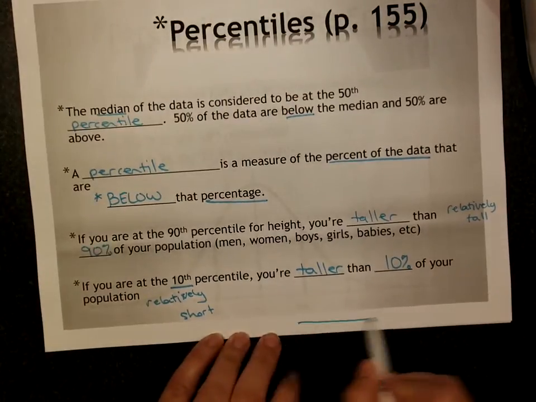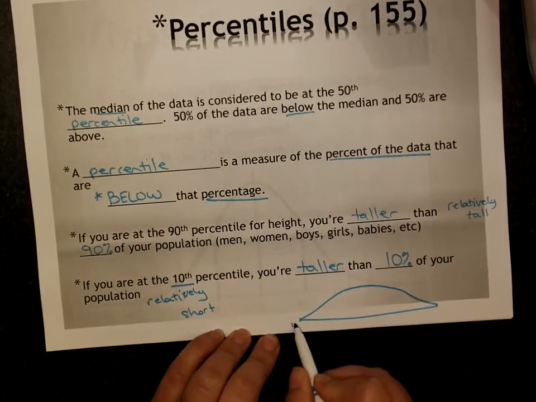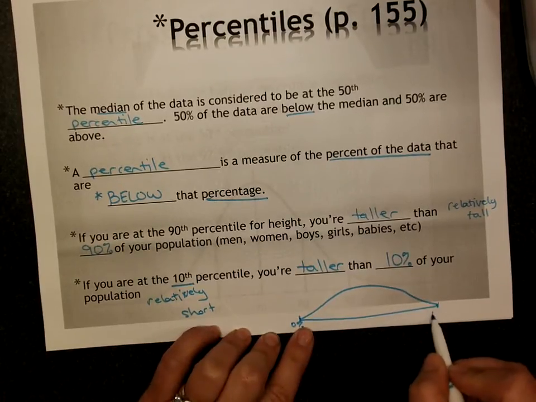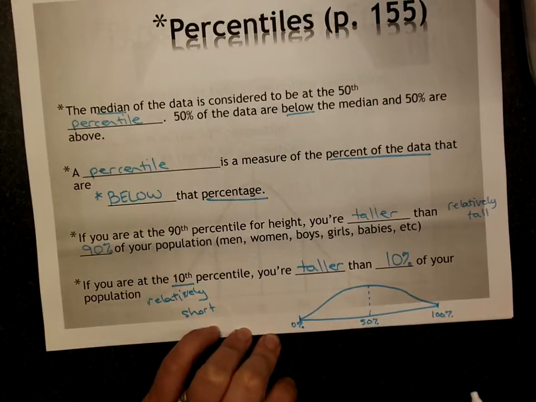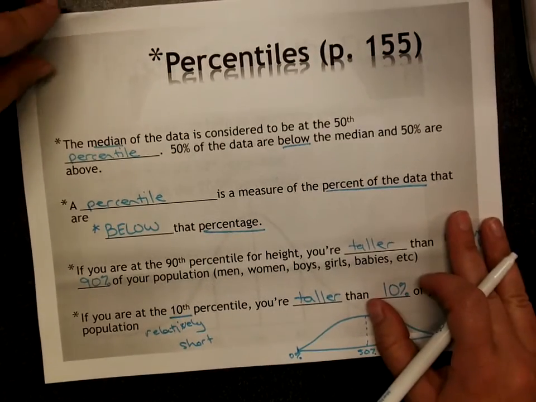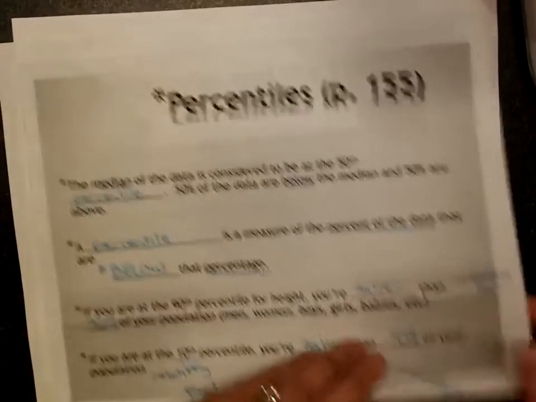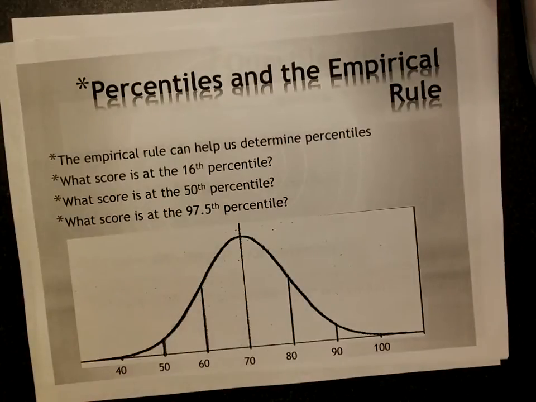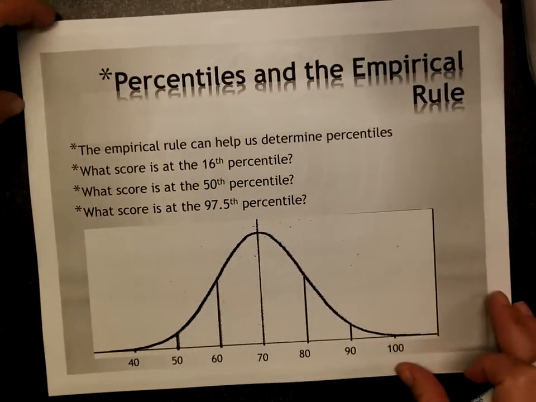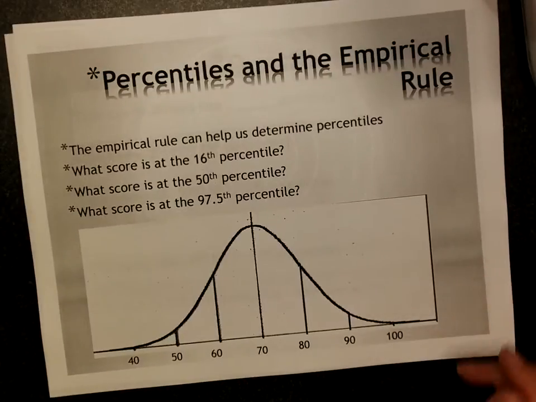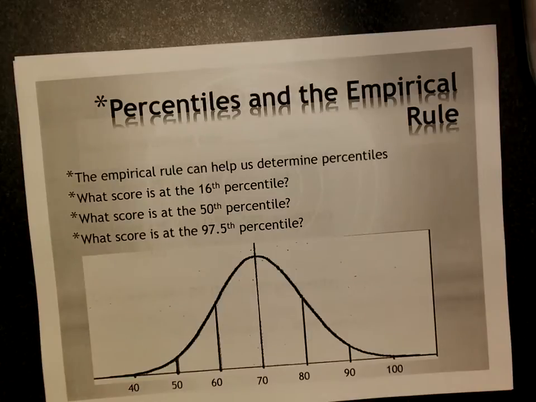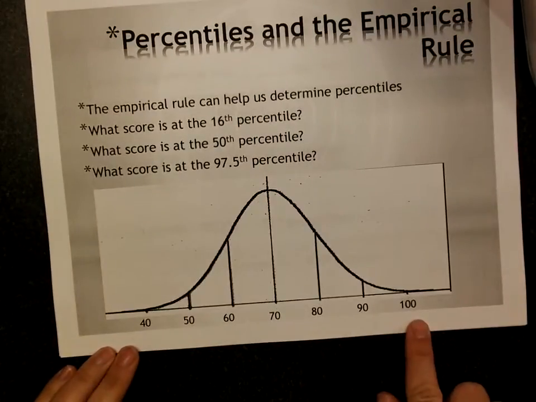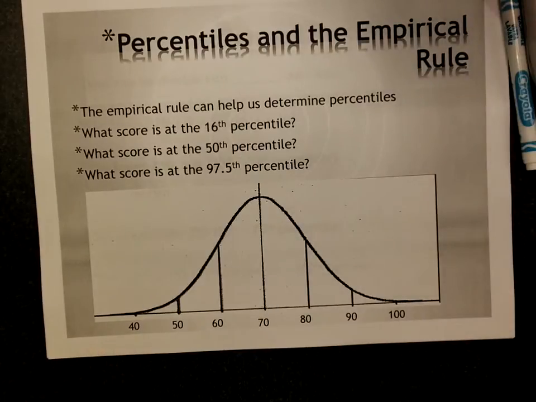So on a curve, 0% would be at the bottom, 100% would be at the top, 50% is right in the middle. We'll go over that in just a second. So the percentiles and the empirical rule kind of go hand in hand, and I'll show you how that works. I'm going to find the same sheet we broke down with these numbers, and I'm using that same example of test scores. So if you find the slide with the empirical rule, we're going to use that same information.